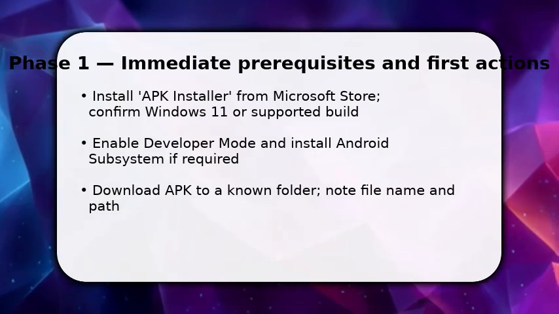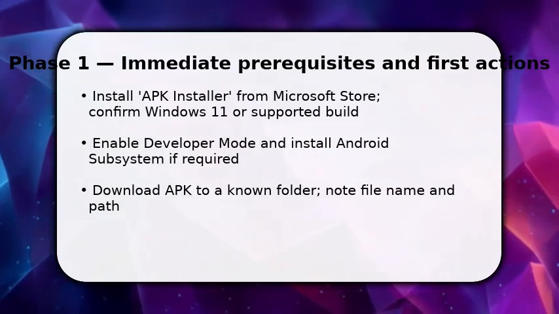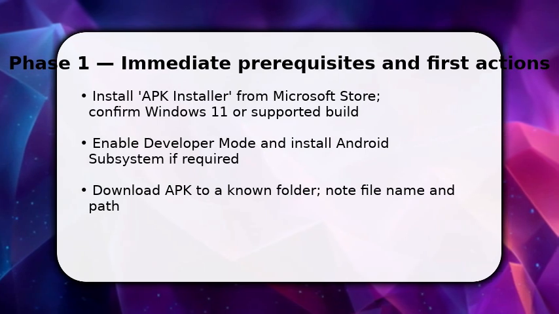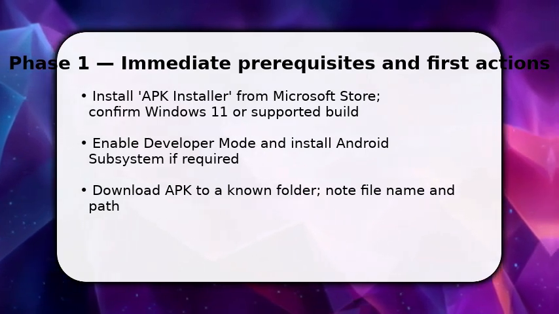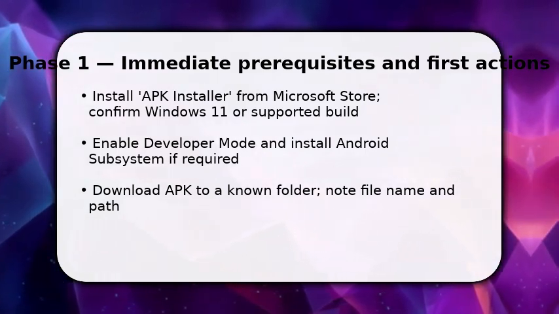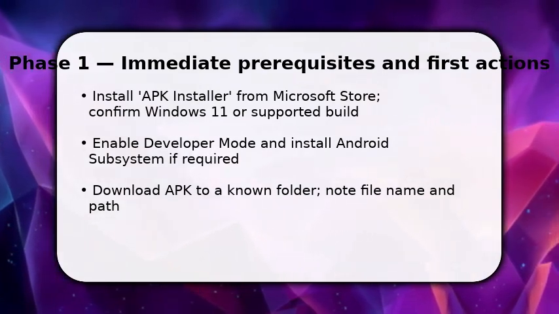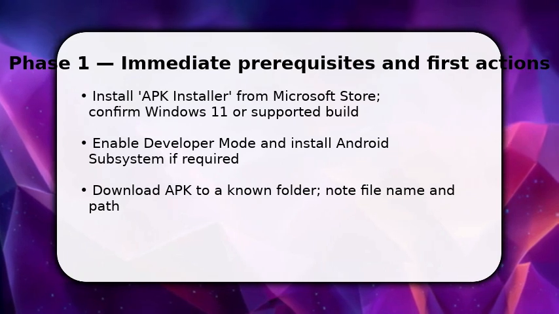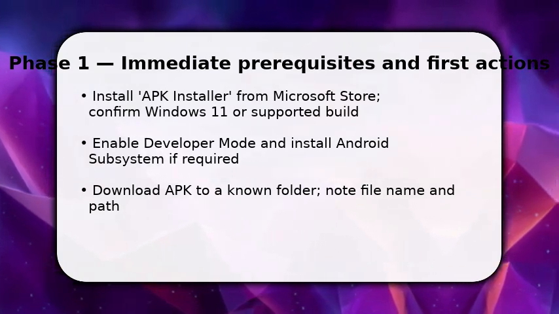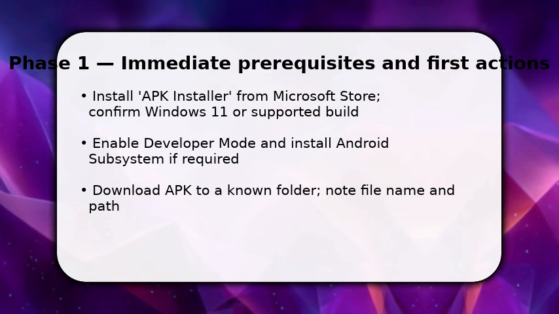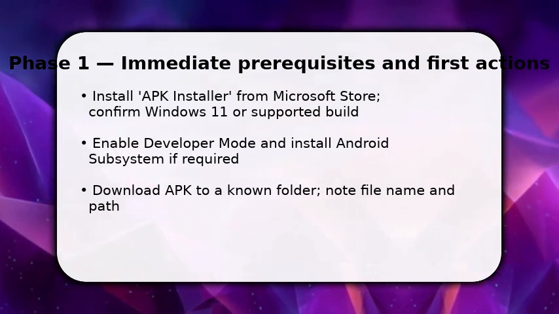You start by confirming the essentials. Windows Build supports APKs, and you have developer mode enabled. Open Microsoft Store and install APK Installer. This tool uses the Android subsystem to sideload. Once done, place the APK in a folder you can access easily. Make sure to note the exact file name and path.